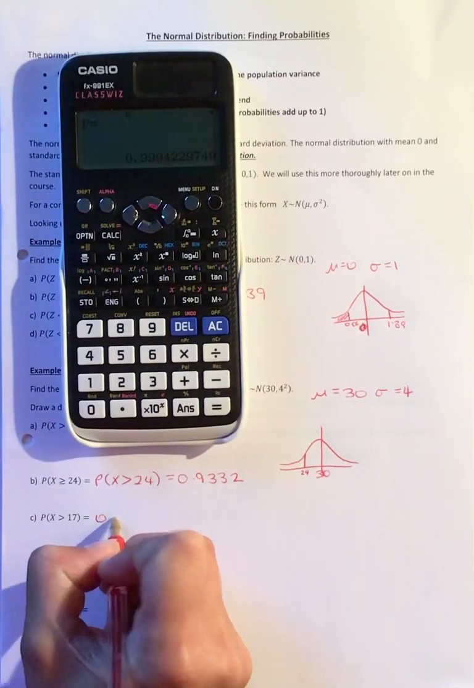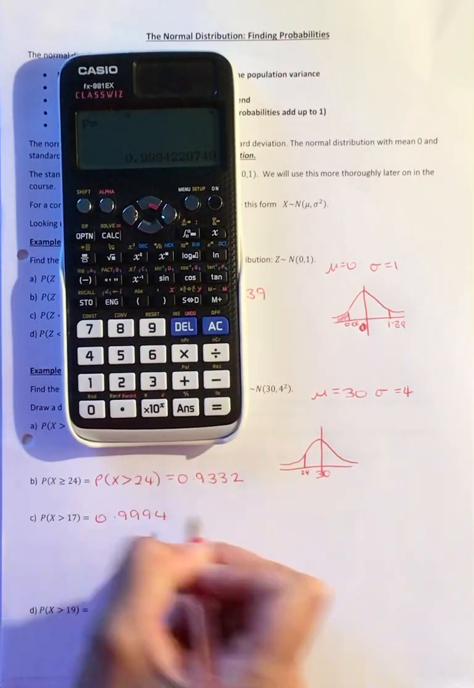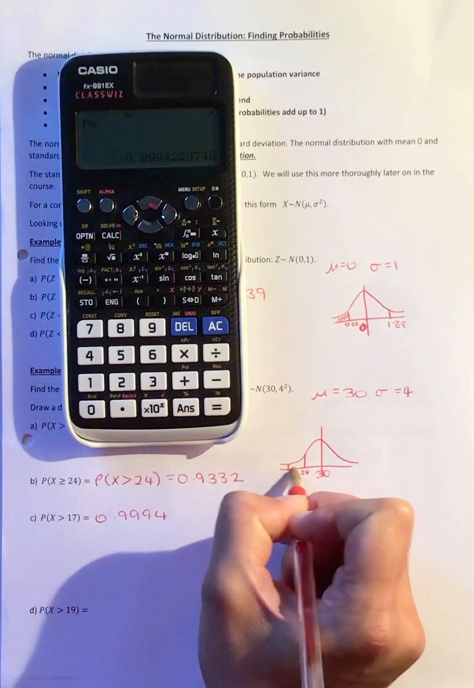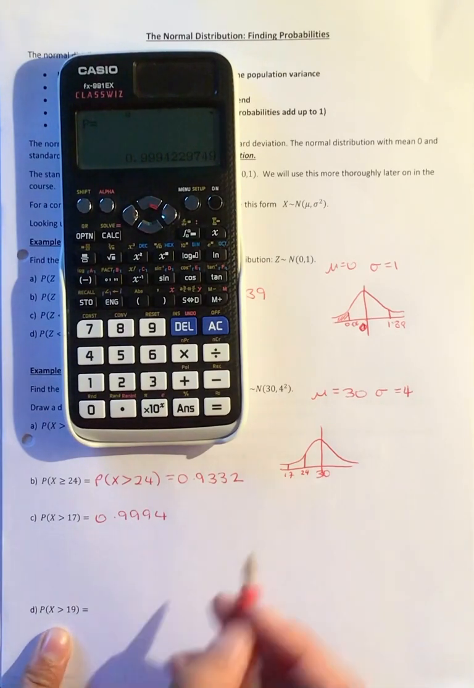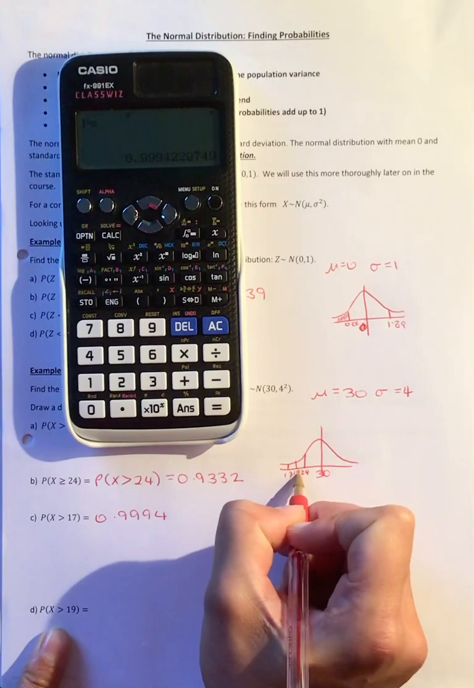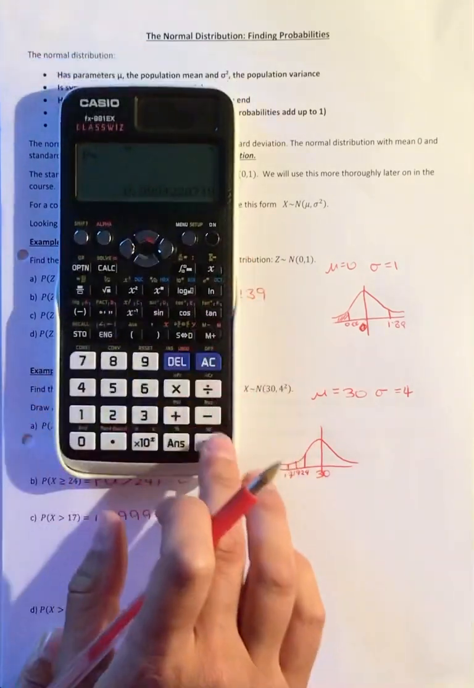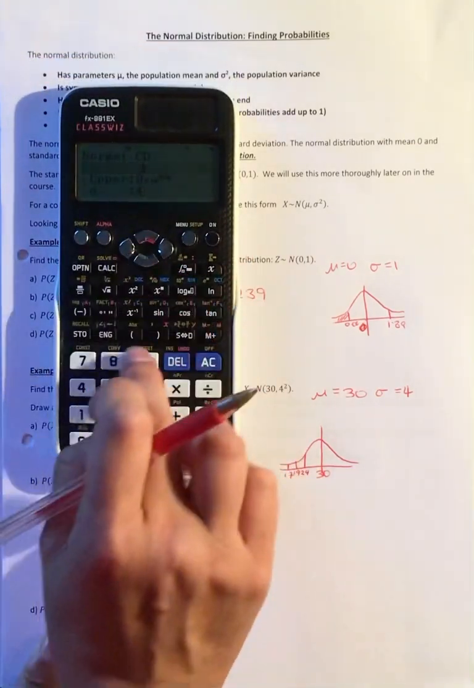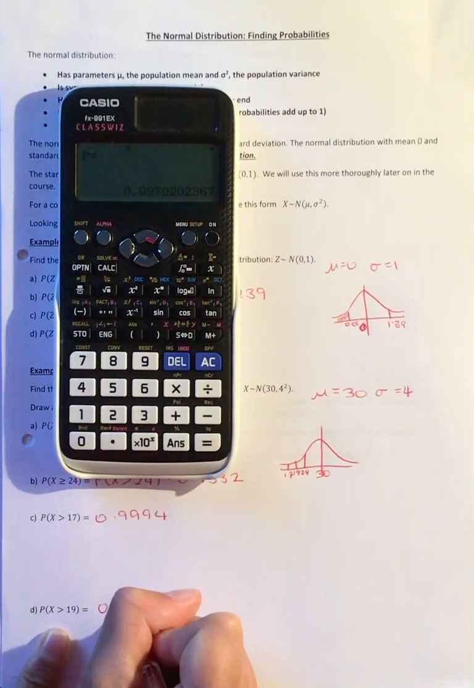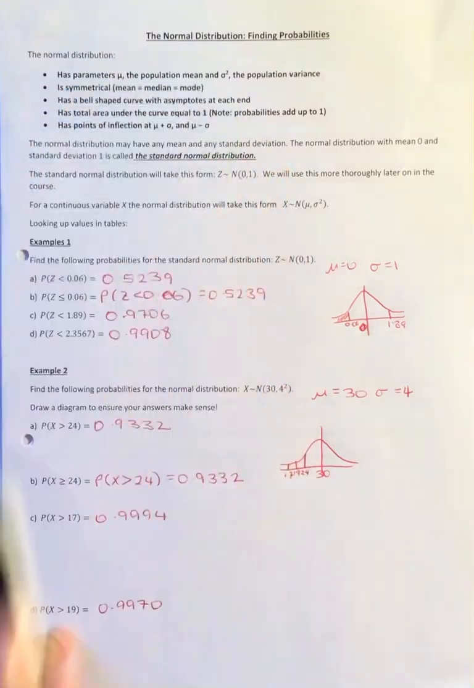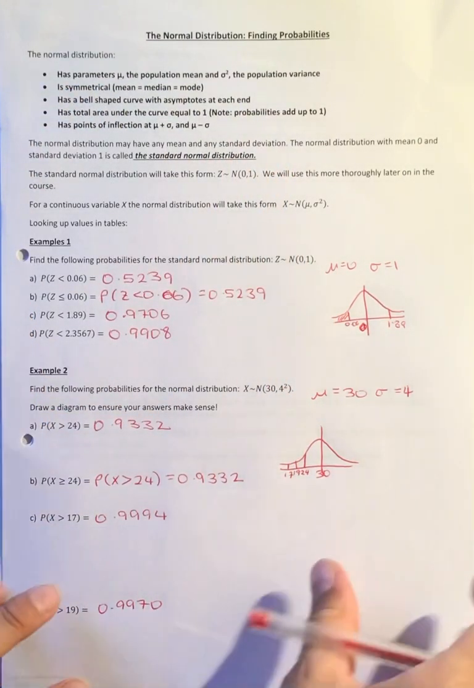So we get 0.9994. If we were looking at 17, we would be expecting a probability that's even bigger than the one before. And then if we want the probability x is greater than 19, we're looking for something between those two. So let's just put our lower value as 19, keep everything else the same, get 0.9970, which is in between those previous two answers as we expected.